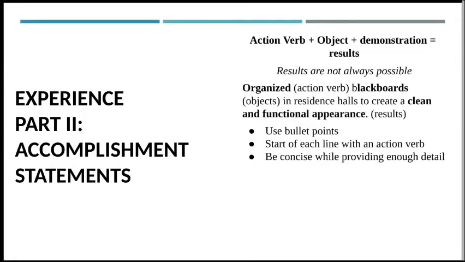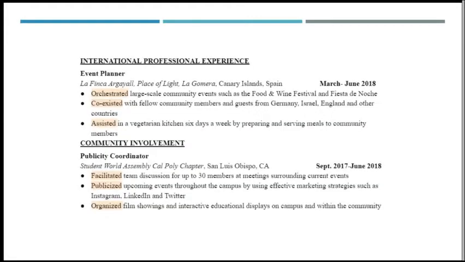So next part of the experience is the accomplishment statements. The formula that we recommend you follow is action verb plus object plus demonstration equals results. An example of this would be organize blackboards in residence halls to create a clean and functional appearance. This is a great bullet point, and it explains what they're doing instead of just saying cleaned residence halls. So this is an example of bullet points on your resume. You want to make sure you start with an action verb. As you can see here, orchestrated, coexisted, or there also is developed and initiated.